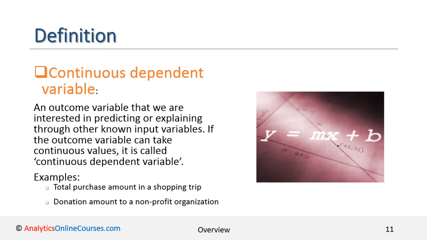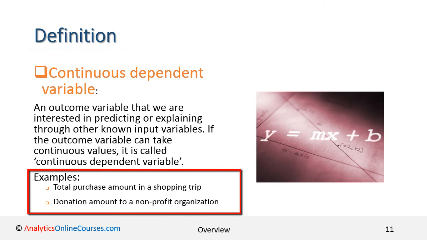How do we define continuous dependent variable and predictors? A dependent variable is an outcome variable that we are interested in predicting or explaining through other known input variables. If the outcome variable can take continuous values, it is called continuous dependent variable. Here are two examples for continuous dependent variable. 1. Total purchase amount in a shopping trip. 2. Donation amount to a non-profit organization.